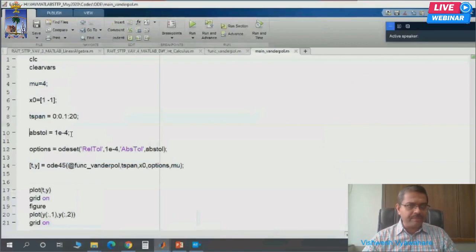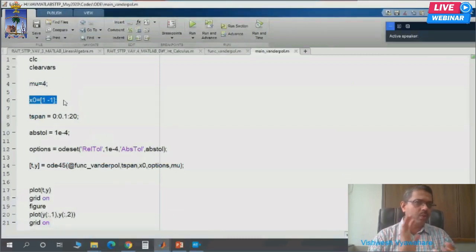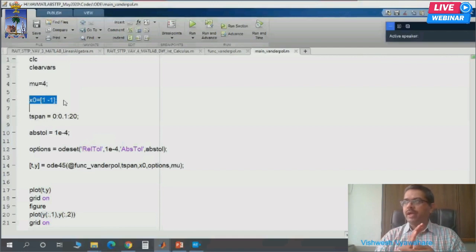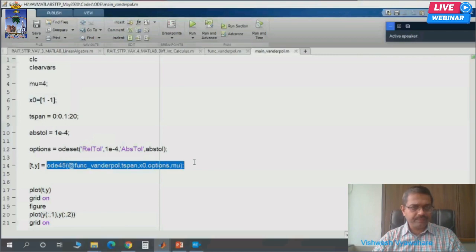This is the T-span, this is the tolerance, and these are the initial conditions. It's a second order differential equation, so I need two initial conditions, y of 0 and y dot of 0. That means the value of y at t equal to 0 and the value of the derivative of y at t equal to 0. So both are 1 and minus 1.